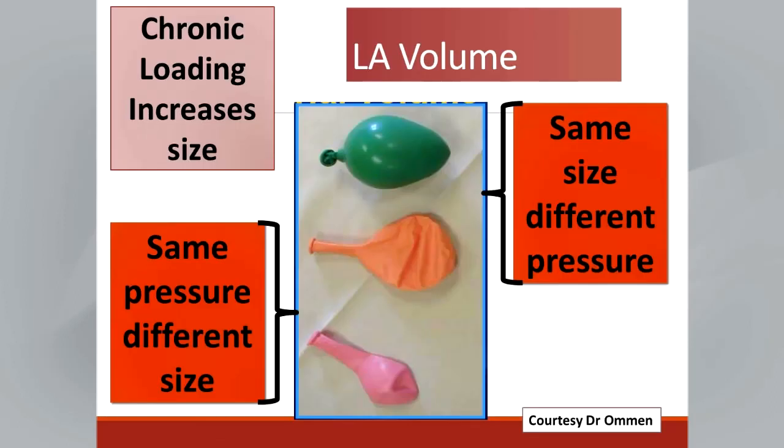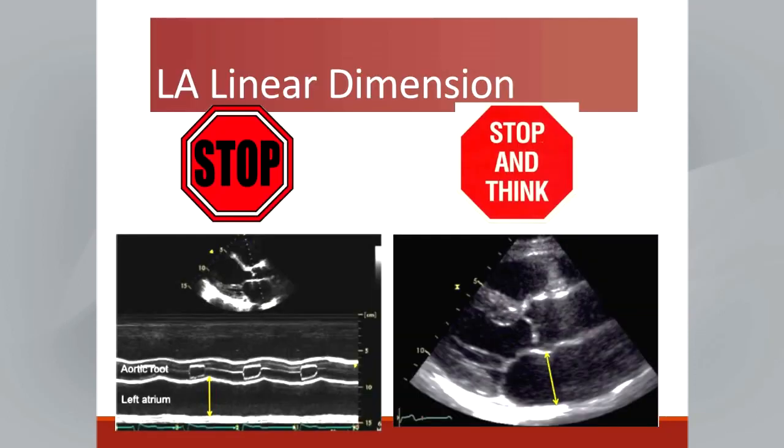And this is a nice way of displaying this: you can have two balloons, as you see on the panel to your right, that have the same size but are, of course, at different pressure. On the other hand, you can have two balloons that have the same pressure but are at different size. And this is a nice way to show these types of concepts.